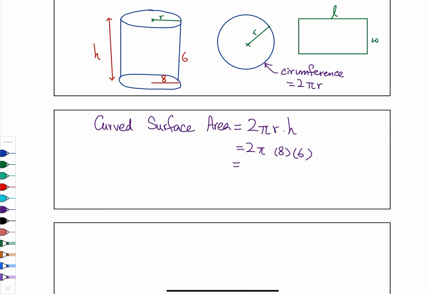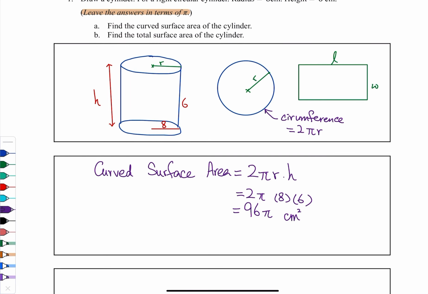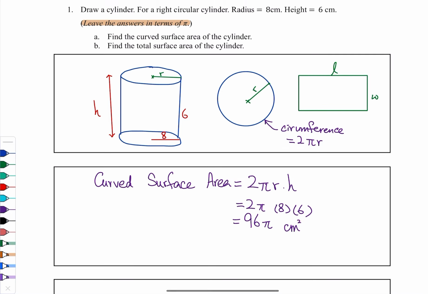So do you click the calculator for pi? Nope. So just do 2 times 8 times 6. You can get your answer as 96 pi. And don't forget the units. Because it's 2D, because we're just finding the area, you just need a square on top.